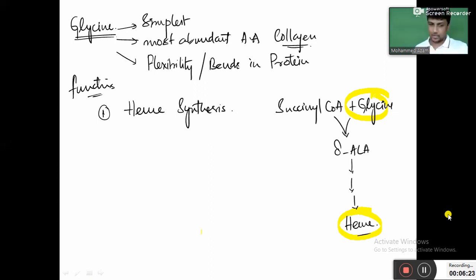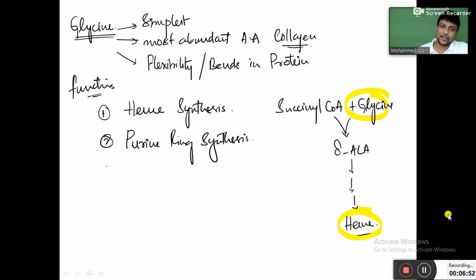Done. Next, number 2, glycine is also required for purine ring synthesis. Not the pyrimidine ring, purine ring synthesis. We require which amino acid? Glycine. So don't worry about this. Tomorrow we are going to study the DNA and RNA part. In that I'll teach you about the purines and pyrimidines. The purines are adenine and guanine. For the formation of the purine ring, that is the adenine and guanine ring, you require glycine. And I will teach you that in that topic.